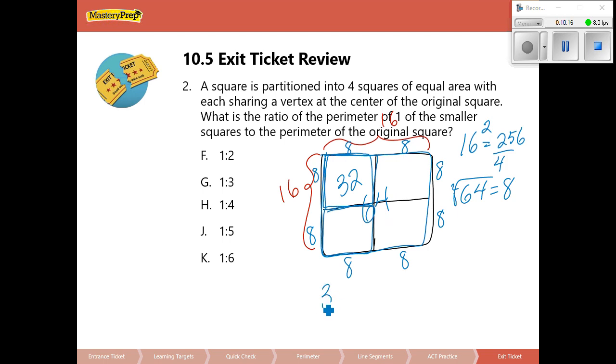So if we're looking at 32 to 64, it would be, so it'd be 1 to 2. So F, E and F.